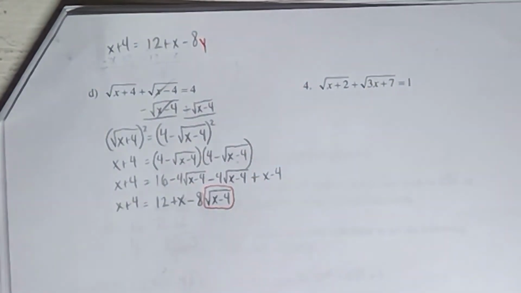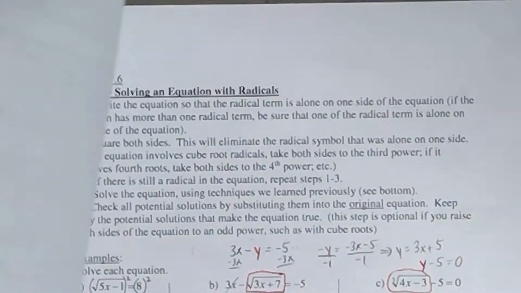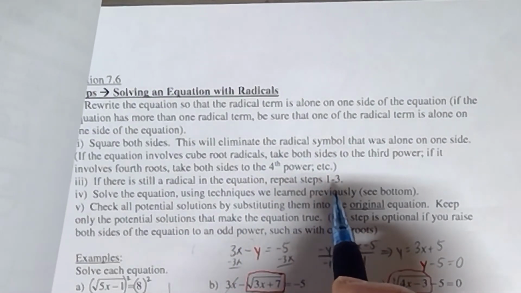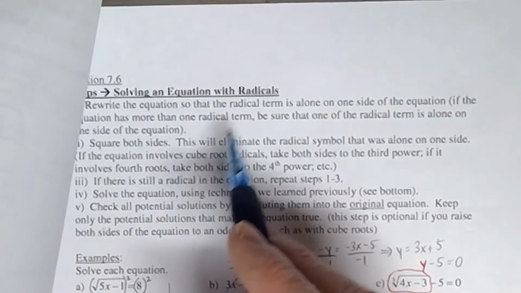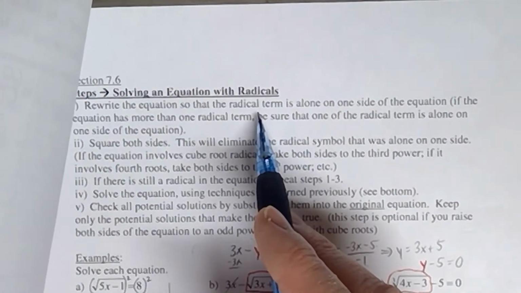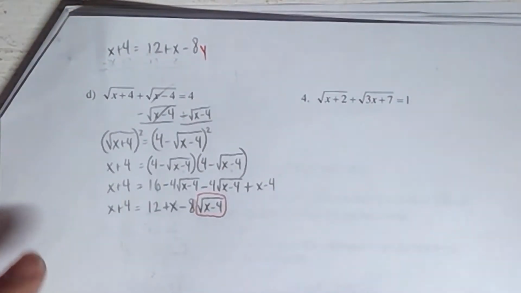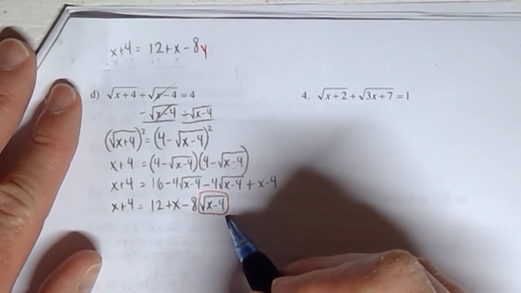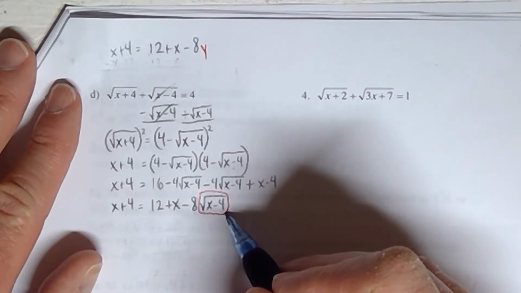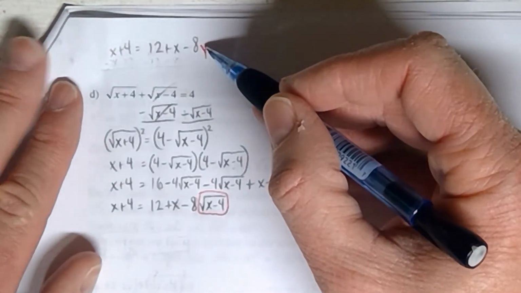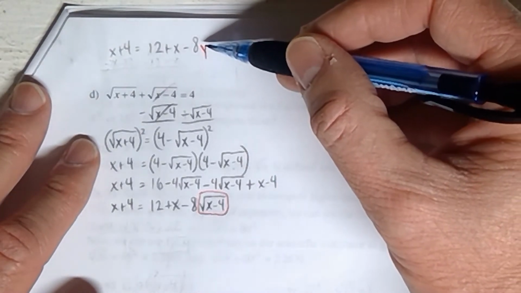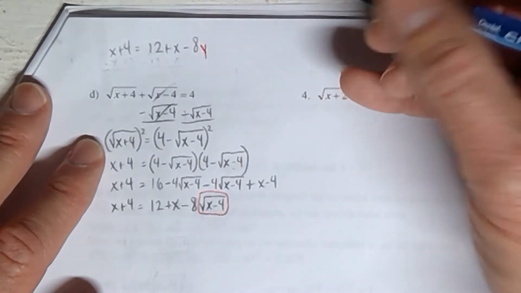And then what you do, according to the directions, let's take a look. Previous sheet. It says if after all that there's still a radical in the equation, repeat steps 1 through 3. So we go back to the beginning, all right, and we do what? We have to get this radical term by itself. How do we go about that? Well, we pretend like it's a variable again, just like we did earlier when we had just one radical term. How do we get that y by itself?